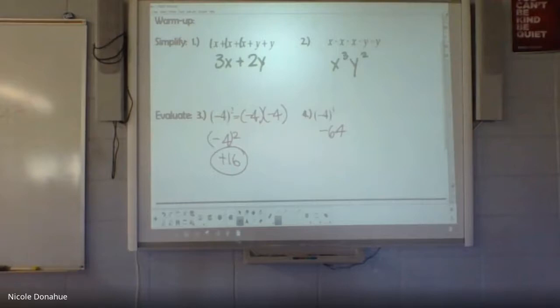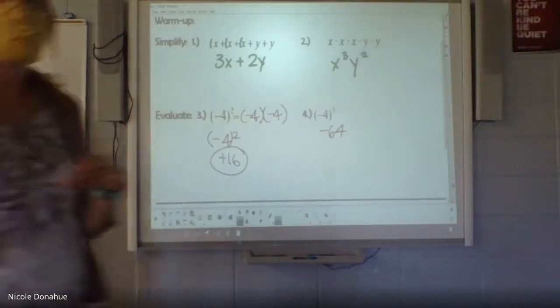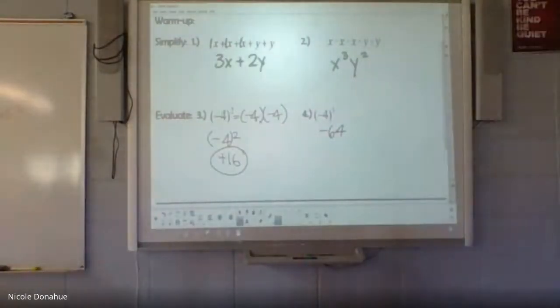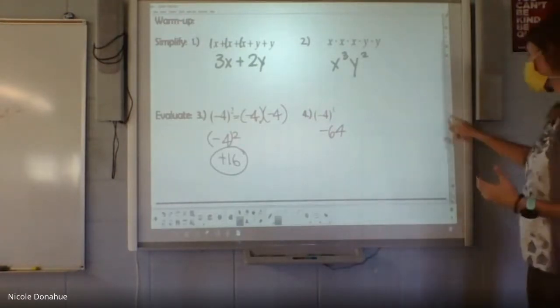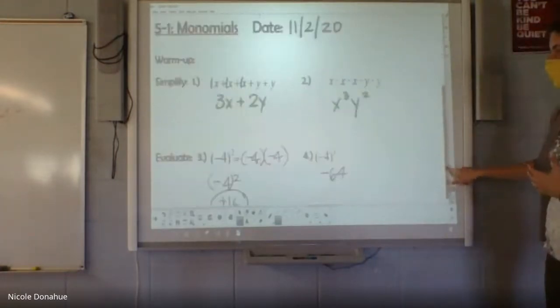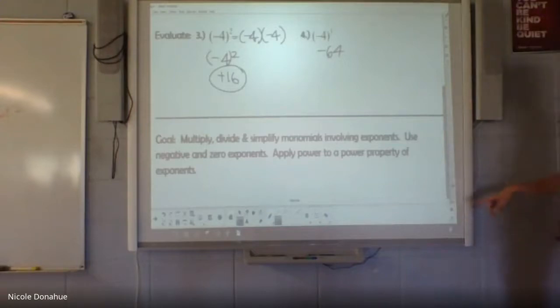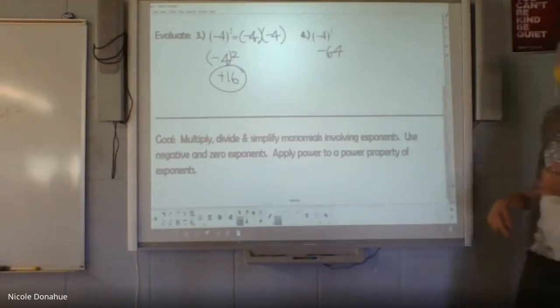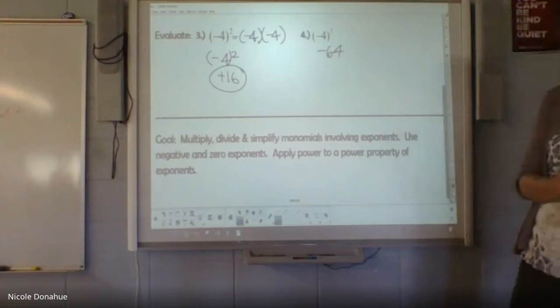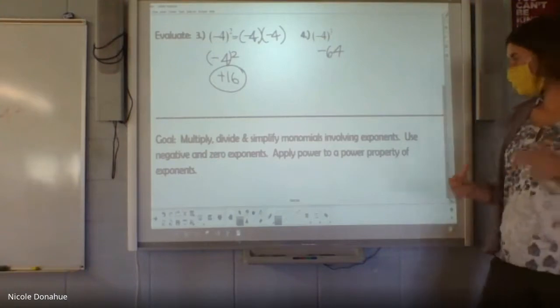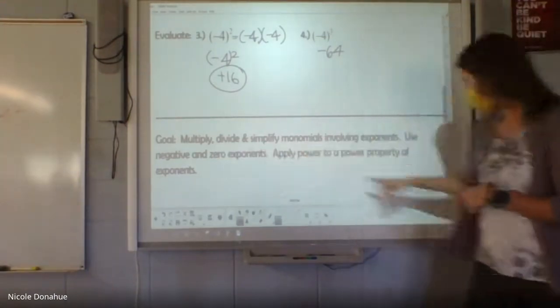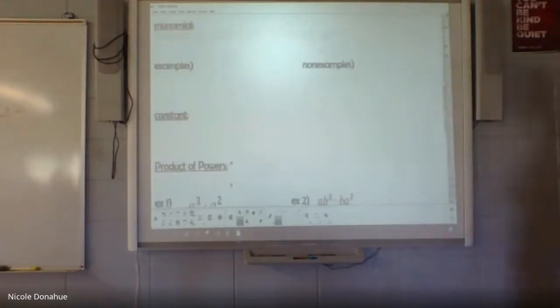So we're talking about a bunch of different exponent rules here today. This section, probably in Algebra 1, probably took us like 3 or 4 days, maybe even more. So we're hoping to finish it in a couple days versus like 3 or 4. So we're doing our multiply, divide, simplified monomial, so single terms. We're using negative and 0 exponents, and then also power to a power.